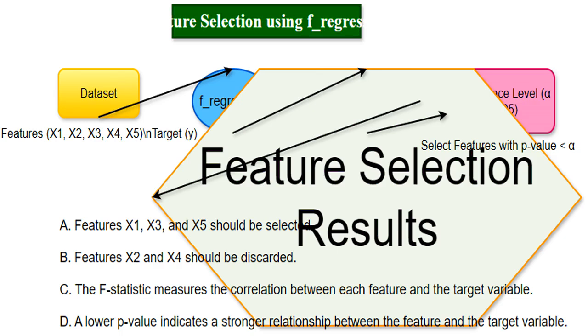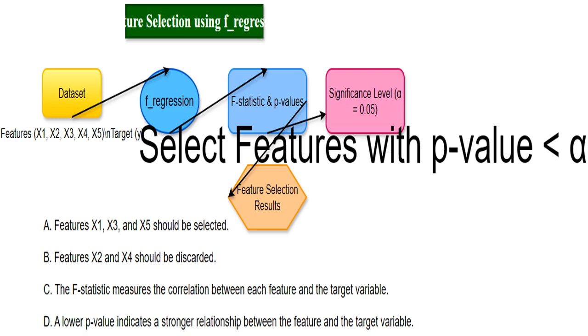I'll select features based on their p-values. I'll only choose those where the p-value is less than my significance level, 0.05. Here, I'm applying my decision rule, selecting features only if their p-value is less than 0.05. This is a standard approach in statistical hypothesis testing.